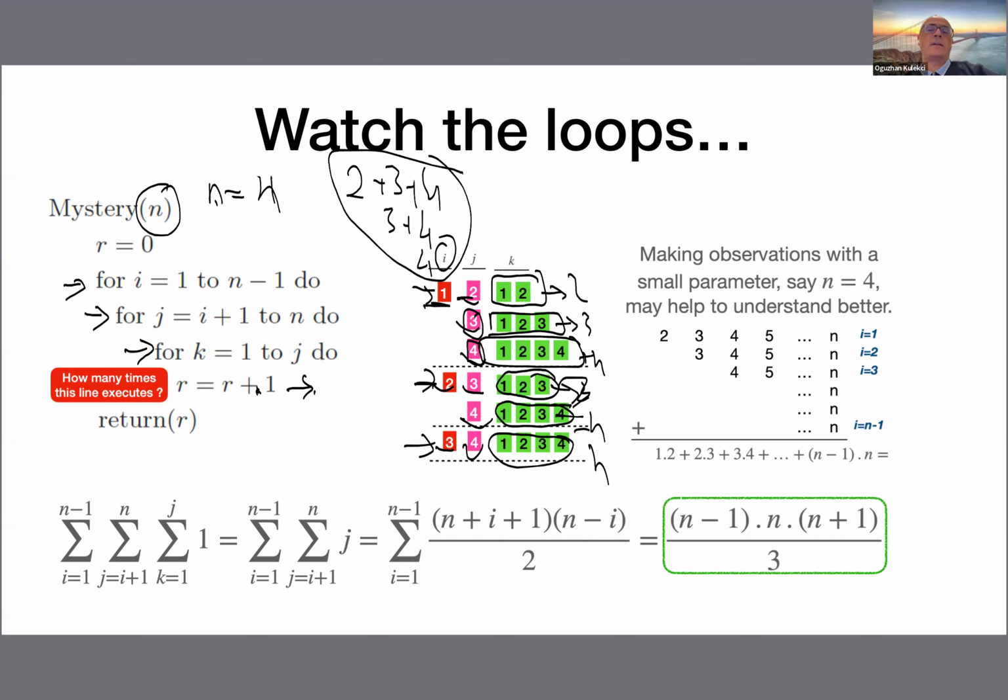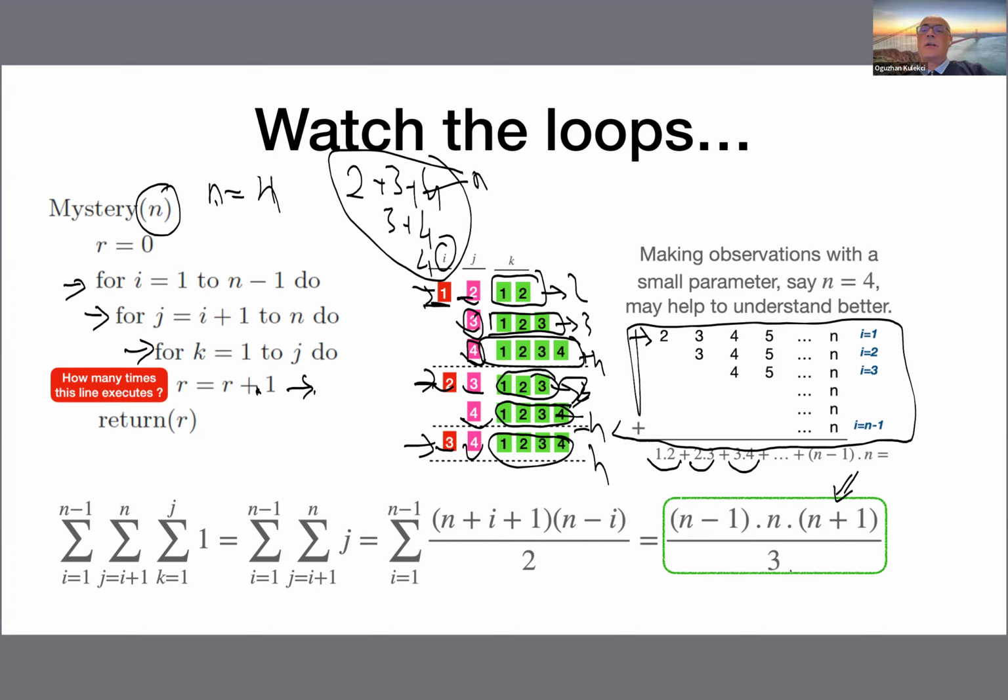If I generalize it, since 4 is my n value, this is my summation. When I see this, I observe that this is equal to 1 times 2 plus 2 times 3 plus 3 times 4. You see, this is a very well-known sequence, and we know its solution. The closed formula for this summation is this one.